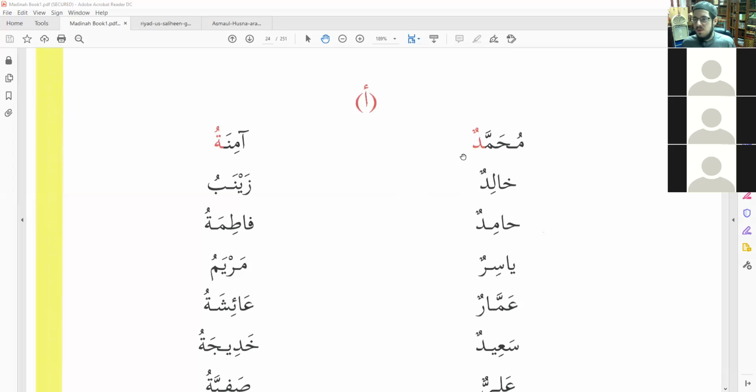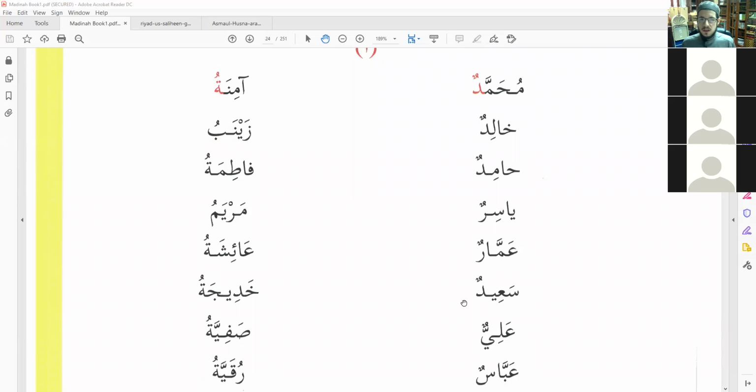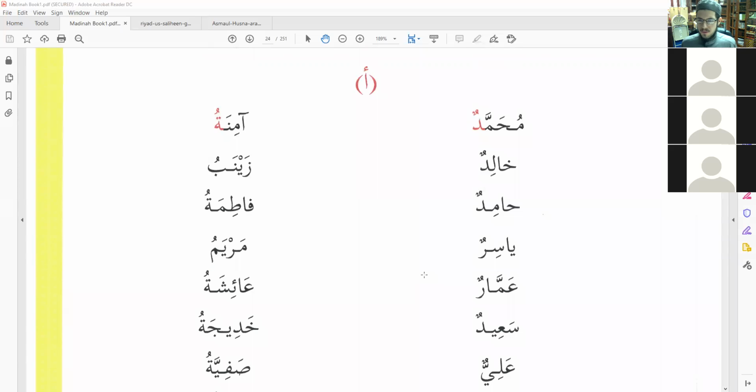So the simple rule to take with you is that masculine names adhere to the default of a common noun in that they can have tanween. Muhammadun, Khalidun, Hamidun, Yasirun, Ammarun, Sa'idun, Aliyun, Abbasun. Whereas feminine proper names, Aminatu, Zainabu, Fatimatu, Maryamu, Aishatu, do not accept tanween, which is why they're only written with 1 dhamma and not with 2. That's the simple rule. That's what you are responsible to know. Safiyatu, Ruqayyatu, and that's the end of the examples. Okay? Does everybody understand that?